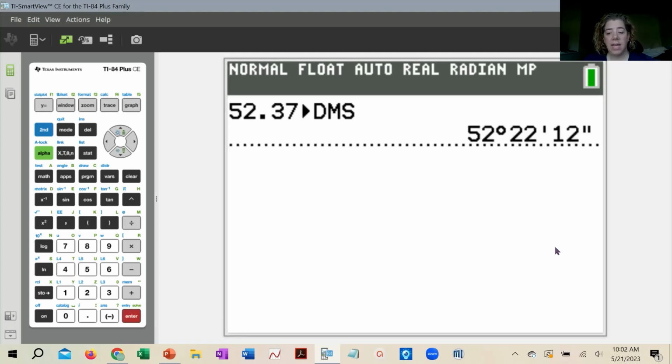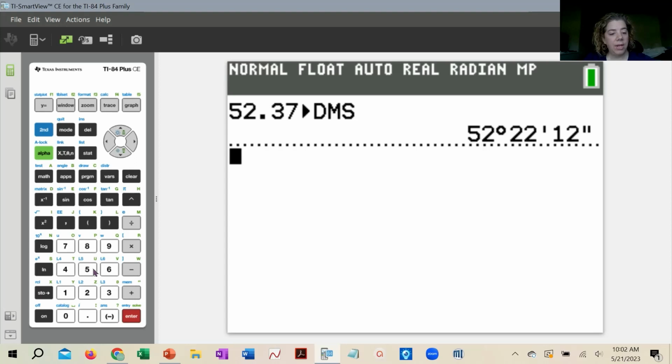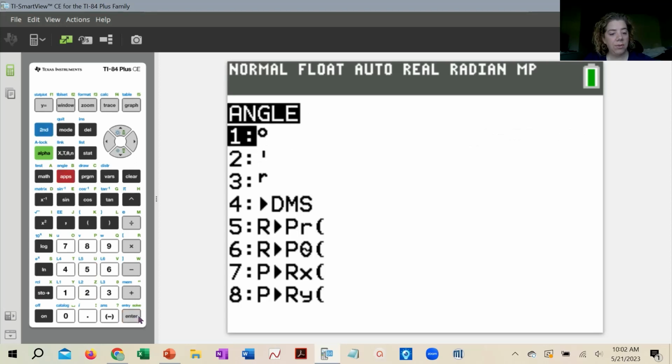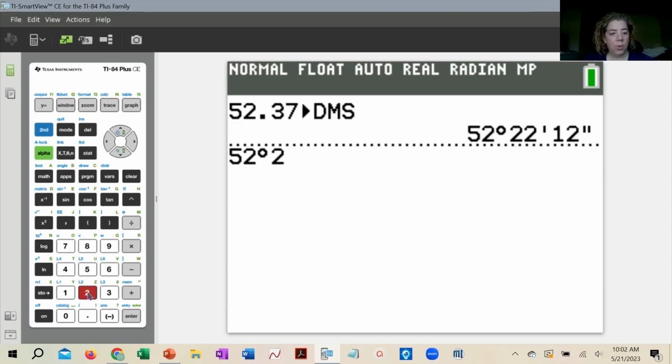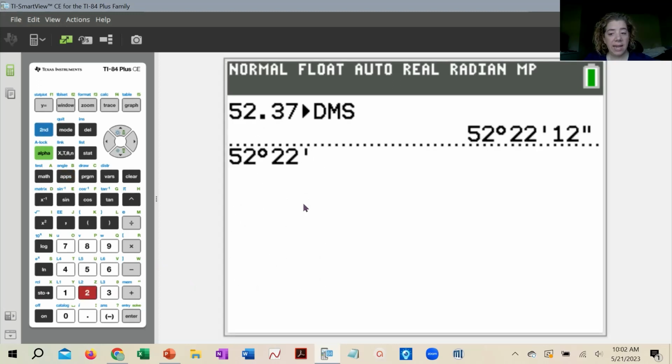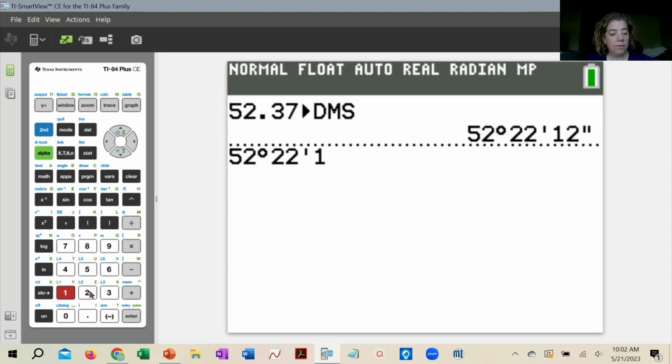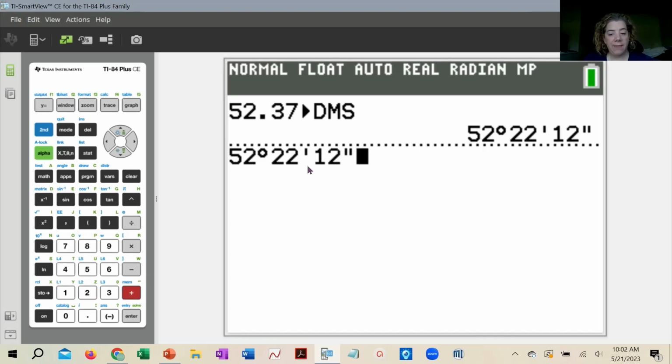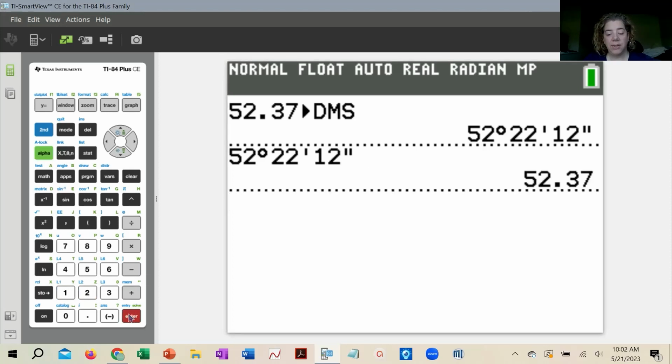and 12 seconds. If I want to go the other way around, so I can do 52, go back into the angle menu to get the degrees, and then 22, go back into the angle menu and get the minutes. Now to get the seconds, I'm actually going to get that off my keyboard. So if you look above the plus key in green, you've got that quote symbol. So that's it right there. So I do 12 and then alpha plus, and that'll be my second symbol. And I press enter and it switches it back to decimal form.